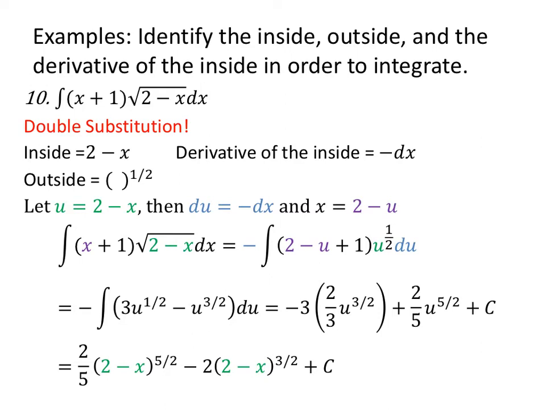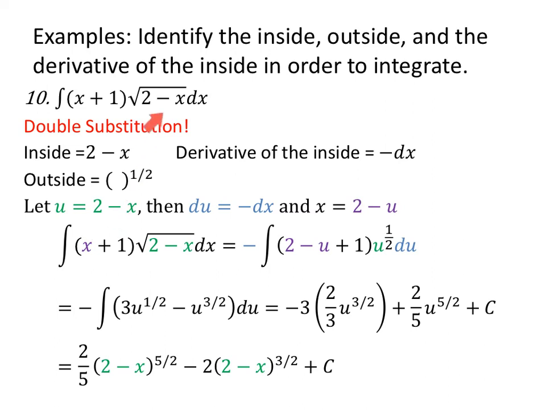I know this is getting long, but I swear to you this is the last example. We have the integral of (x plus 1) times the square root of 2 minus x dx. Again, we're going to have a double substitution, and one way to notice that is that neither the quantity inside nor the radical has an exponent. So it's not like the derivative of the inside is going to take up whatever's left on the outside. If they have the same exponents, a lot of times, not always, we're going to end up with a double substitution.